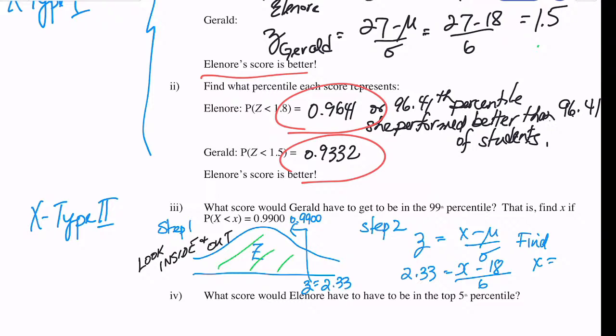21.98. Okay, 31 minus 21.98. 31. 31.98, perfect. So his score would have to be 31.98. He only got 27. So that's how we do it.